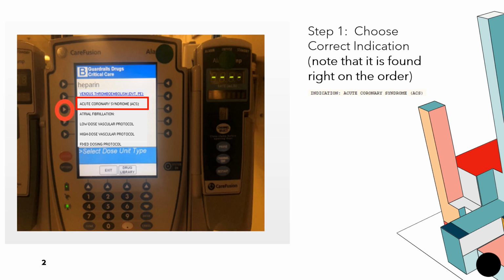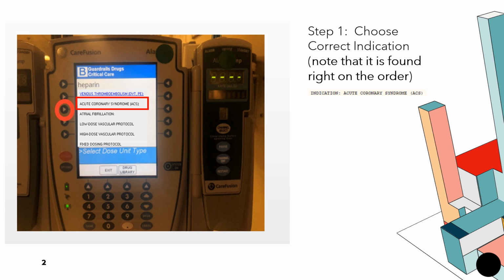So under heparin, you will have the following indications: venous thromboembolism, acute coronary syndrome, atrial fibrillation. We will have a low-dose vascular protocol. We are also going to have a high-dose vascular protocol. And then we'll have a fixed dosing protocol for patients, for example, who get catheter-directed lytics and are on a standard dose of heparin of, say, 500 units an hour. That doesn't actually even need to be monitored.